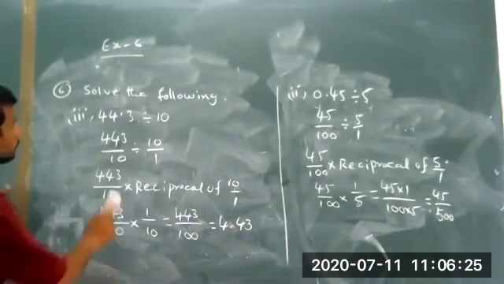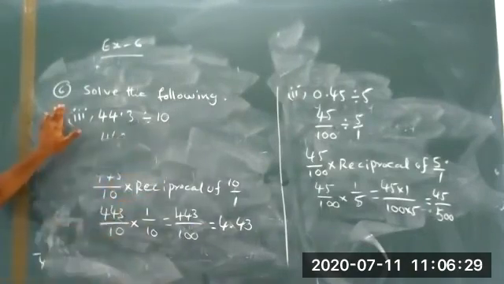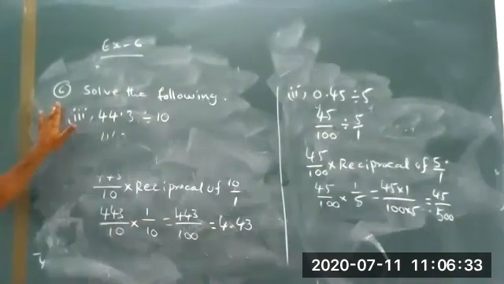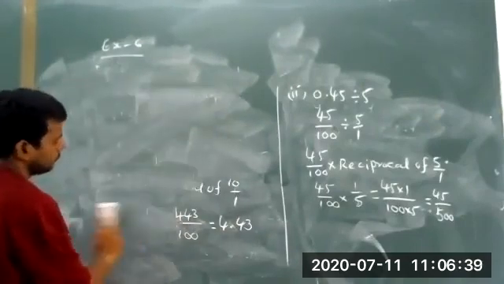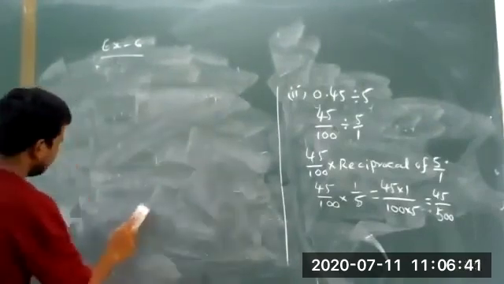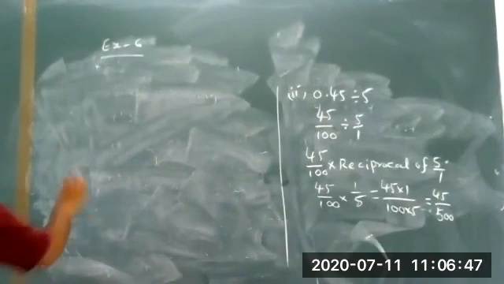Next, seventh problem. Clear, children? In the sixth page, the remaining fourth, fifth, sixth, and seventh, you will take as homework, children. You will do those problems at home. I will send the exercise 6 all problems. Next, seventh problem.